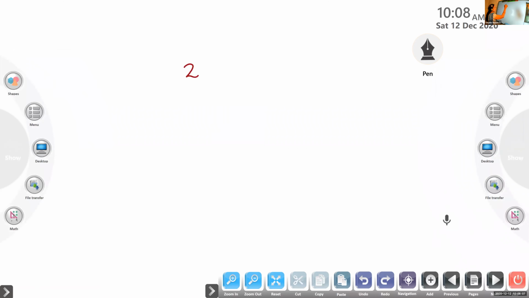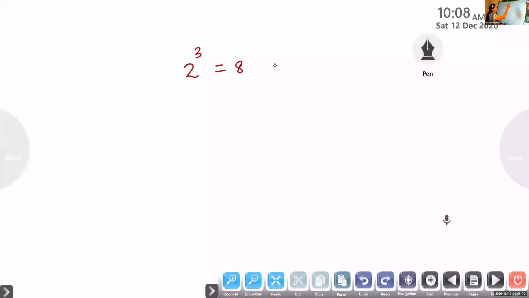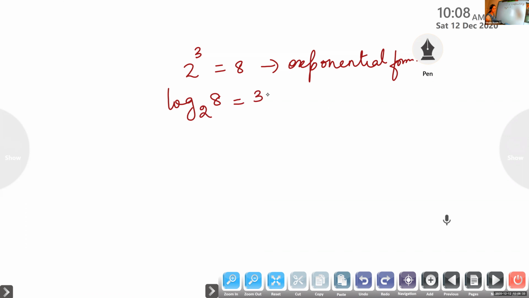We know 2 cube is 8. So this is in exponential form. To convert this to logarithmic form, can you give the logarithmic form? We learned this one in functions. So how can we write? Log 8 to the base 2 is 3. Logarithm of 8 to the base 2 is 3.